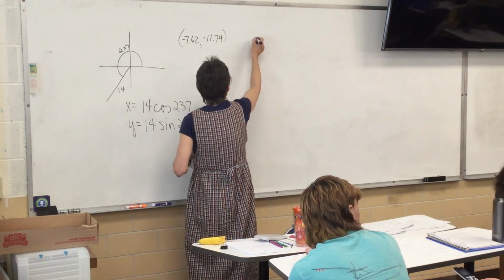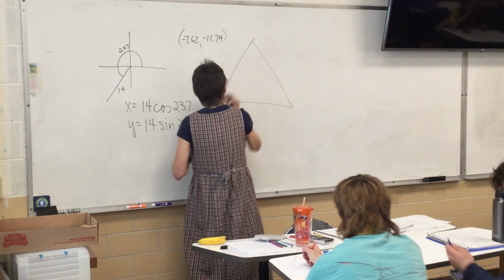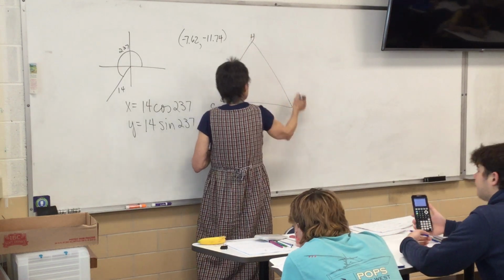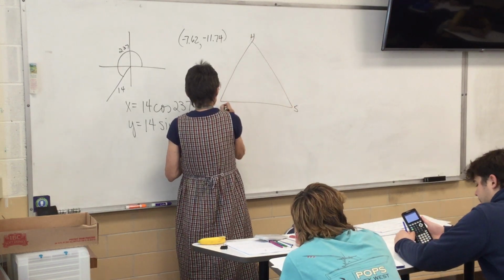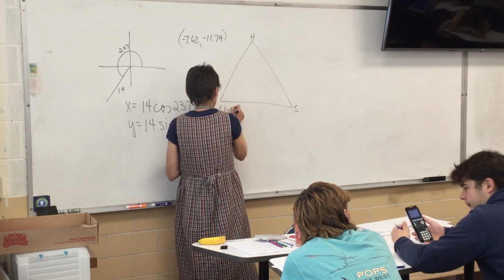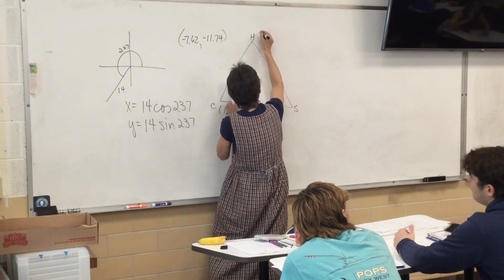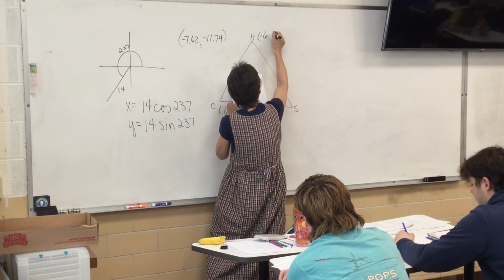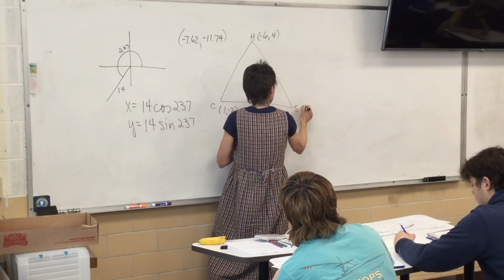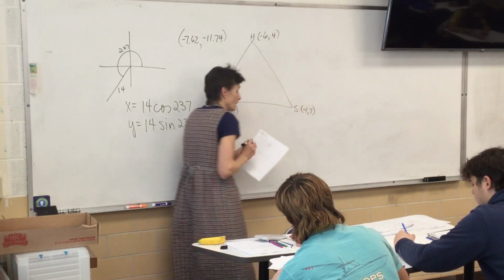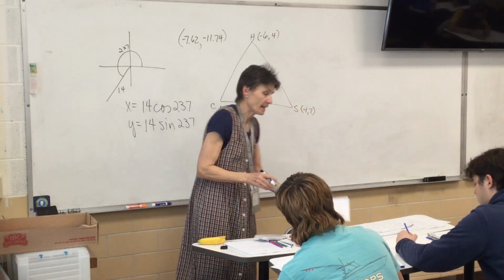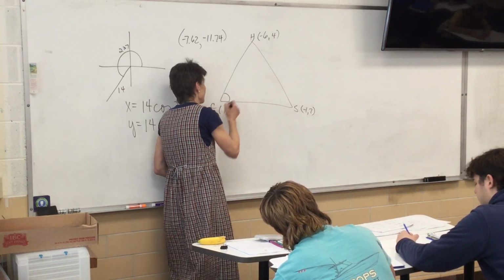We have 3 points, C, H, and S, and I'm not plotting them on the coordinate plane because it really doesn't matter. If that bothers you, go ahead and plot them in the coordinate plane. These are points. And my job is to find angle C.